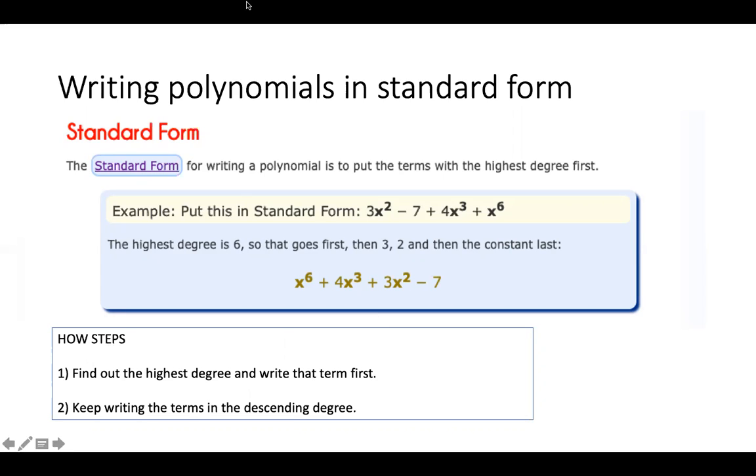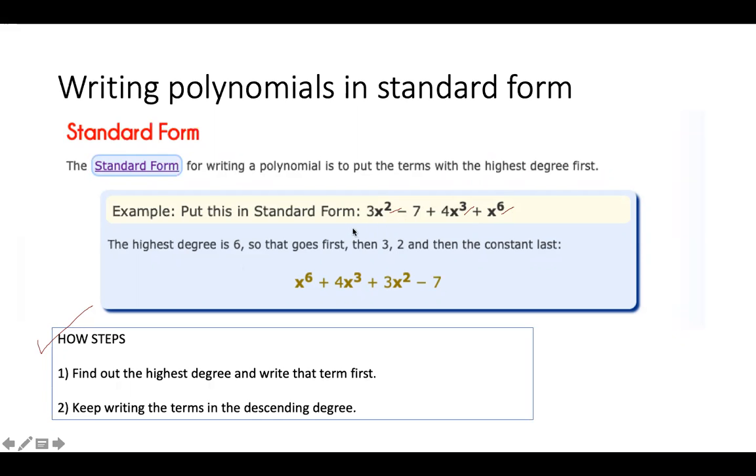Okay. So writing polynomials in a standard form, what do we mean by a standard form? So we learned about finding the degree of a polynomial, right? The degree of a polynomial is nothing but the exponent over the variable that you can see over here, right? And here are the steps of writing polynomials in a standard form. So first step is find out the highest degree and write that term first.